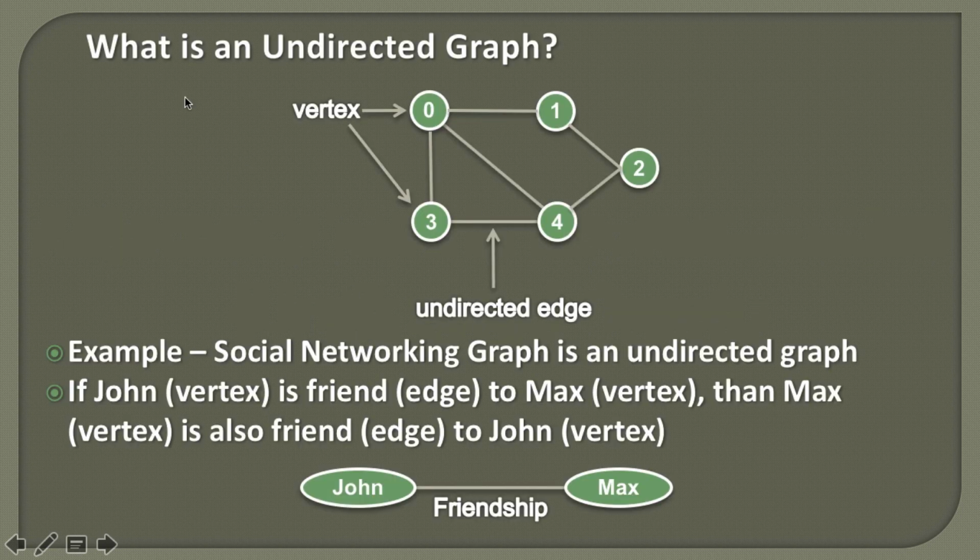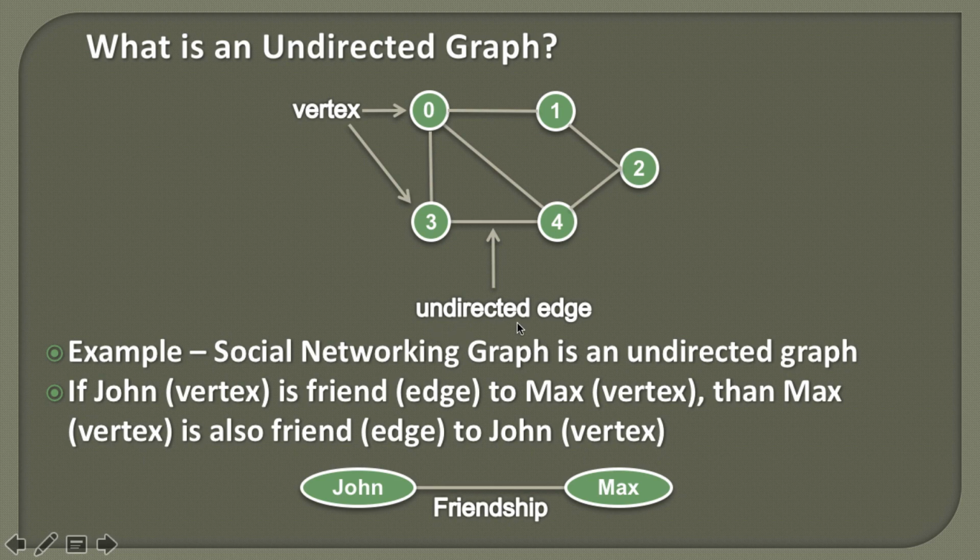So friends, first of all, what is an undirected graph? Here in the figure you can see 5 nodes 0, 1, 2, 3, 4. These nodes are nothing but the vertices of the graph. And you can see here an undirected edge between vertex 3 and vertex 4.